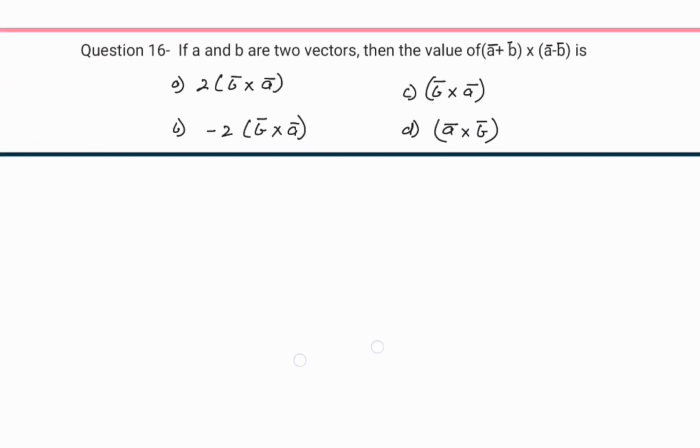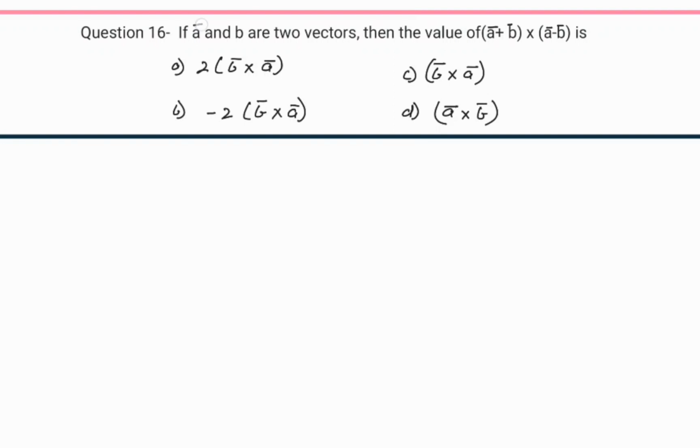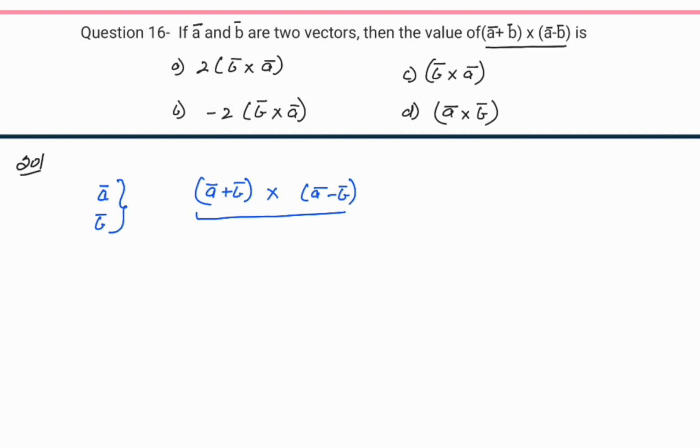Now look at question number 16. It's very easy now. Let's see. Here the two vectors are given, vector A and vector B, and it is asked to calculate the value of the given expression. Let's see how to solve it. Here vector A and vector B are given, and it is asked to calculate the value of vector B plus vector A cross product vector A minus vector B. Now let's see how to solve this.